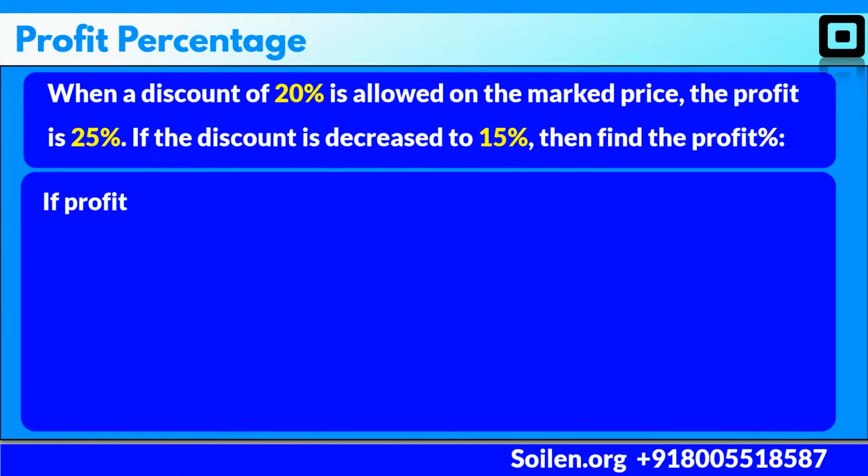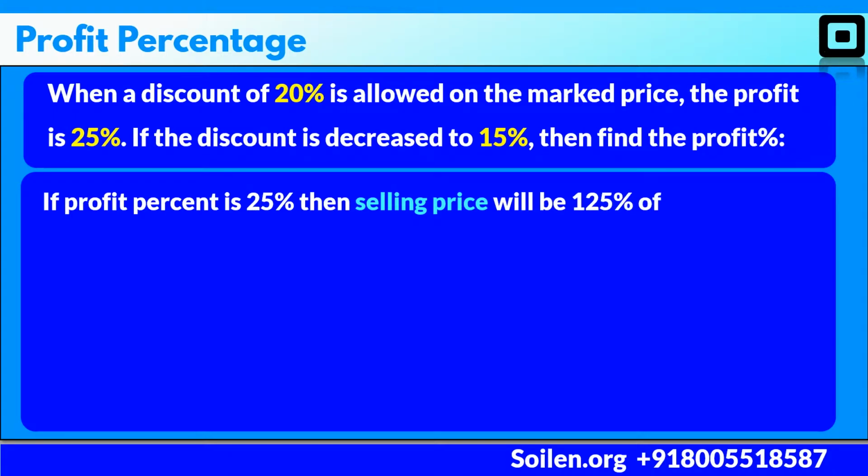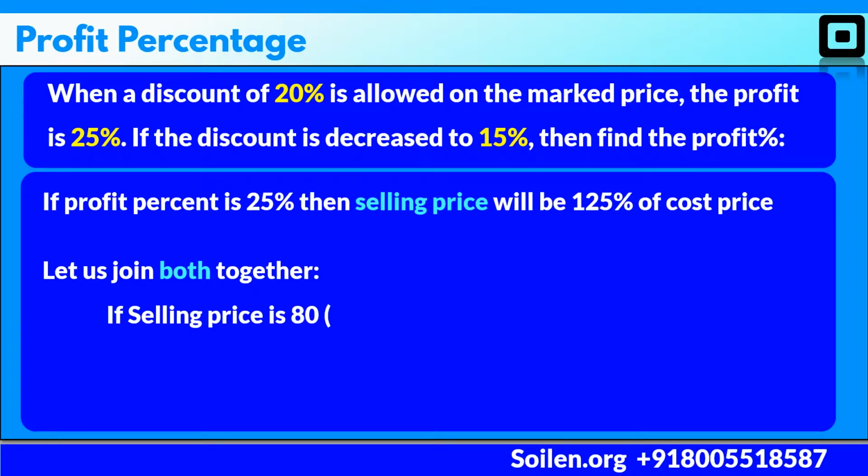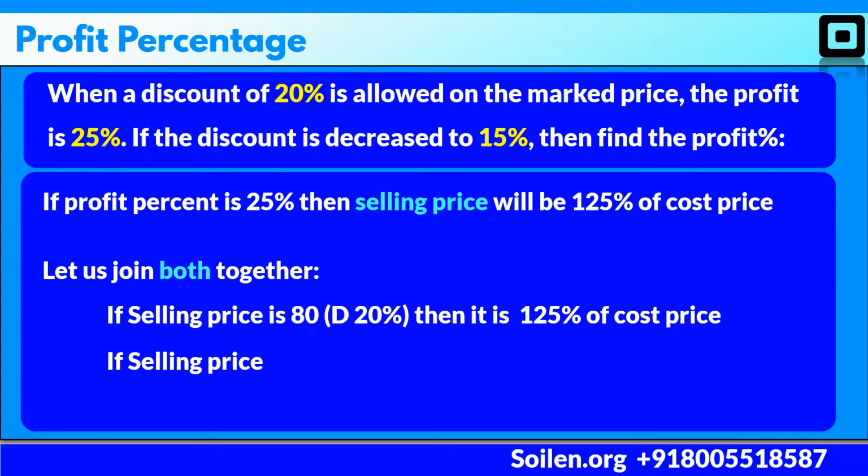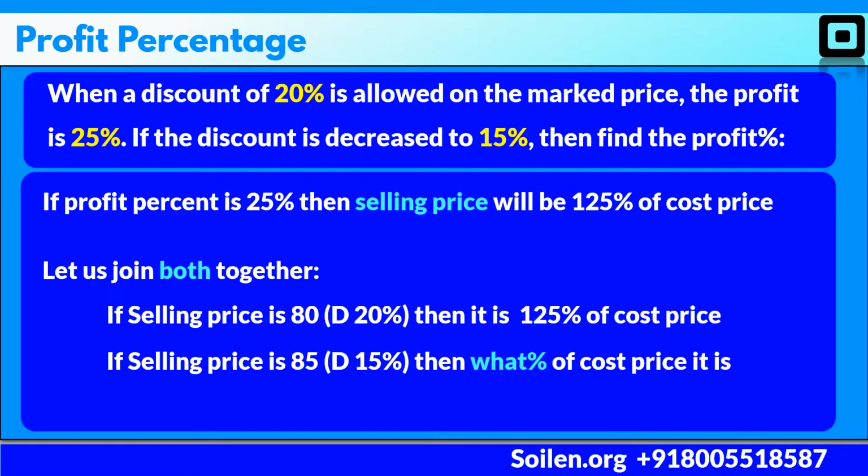Next, if profit percent is 25%, then selling price will be 125% of cost price. Let us join both together. If selling price is 80, then it is 125% of cost price. If selling price is 85, then what percent of cost price it is? Next, we will find above using unitary method.